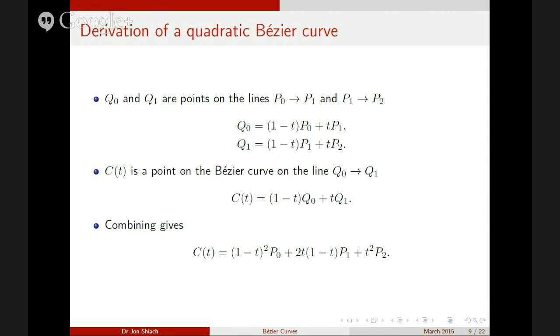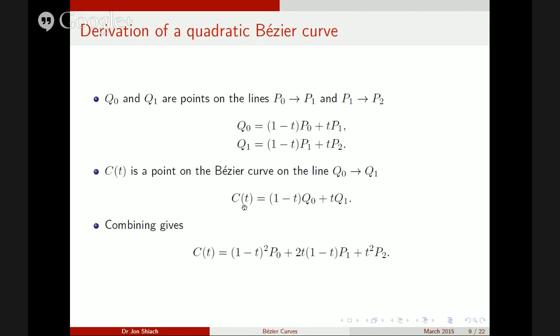Okay, so how do we derive the polynomial function? Well, if Q0 and Q1 are on the lines P0 to P1 and P1 to P2, if I use our parametric equation of a straight line, I could define Q0 and Q1. Now, I'm going to use C(t) as being the point on the Bezier curve corresponding to the parameter value t. And that's on the line between Q0 and Q1.